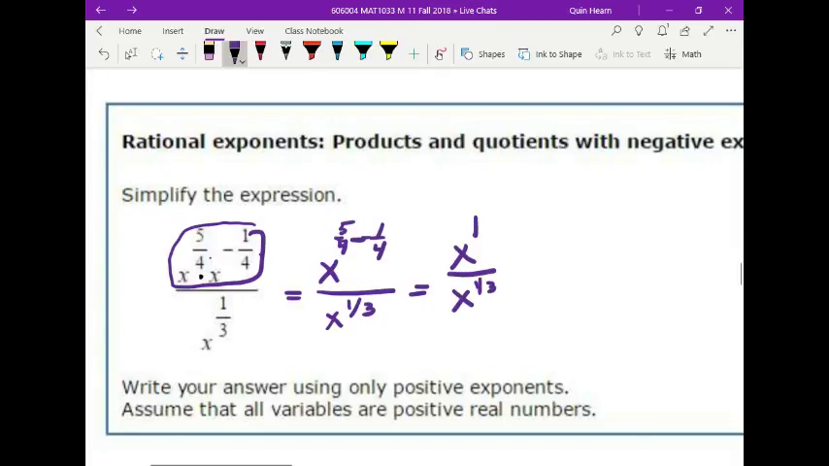Now we need to subtract, and since the larger number's in the top, I'll go ahead and do top minus bottom. So we're going to have x to the 1 minus 1/3. The top exponent minus the bottom, so that's why I'm writing it as a whole number. And then that is going to be x to the 2/3 power.